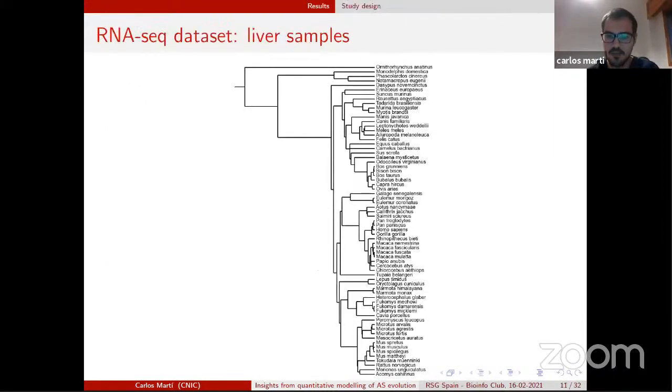Moving to the results part, what we did here is to collect public RNA-seq data sets in which we try to collect as many species as possible, to have a very dense phylogenetic representation of the mammalian species. Here we are only using liver samples for simplicity, also because it's a tissue that is easy to sample and identify in different species, and it's relatively homogeneous and simple for a first approximation.